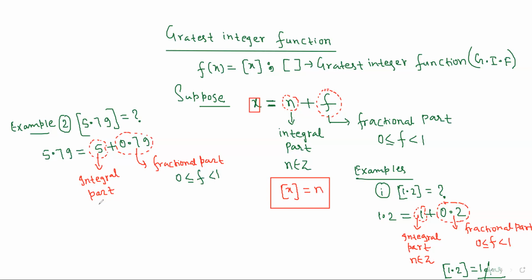And the integral part is always an integer. Under this condition, the greatest integer function of 5.79 is what? It just gives the integer, and 5 is the integer. This is the answer. Got it or not?